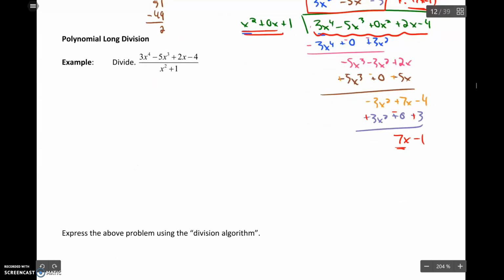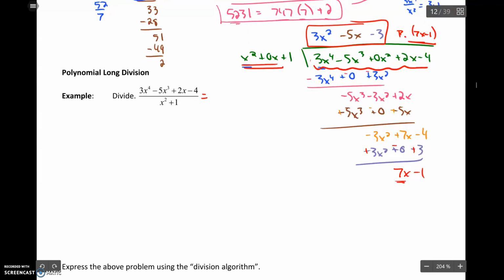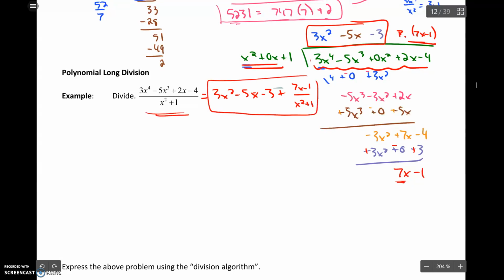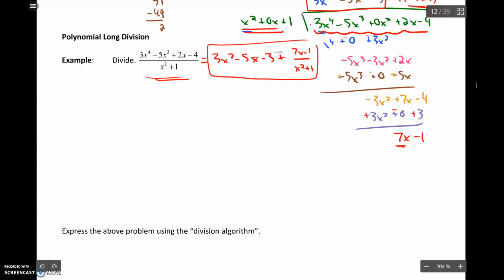So I could write this as, this is equal to, I would write my quotient, 3x squared minus 5x minus 3, plus, I'm sorry, I'm running out of space here, guys. Delete some of that stuff. My x minus 3 plus my remainder over my divisor. So this is how we would write it as a division problem. Okay? So I'm done. That's polynomial division. It's the same as long division.